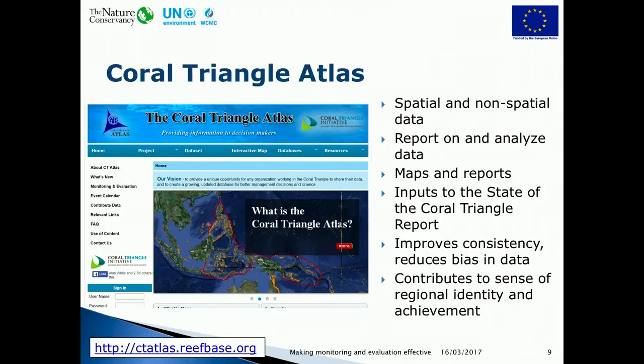It's intended to support inputs to the State of the Coral Triangle report. And overall, the intention of the Coral Triangle Atlas, and you can actually see the website at the bottom there if you want to go and visit, is that it is intended to improve consistency in the data across the six countries and also to reduce bias, as well as contributing to a sense of regional identity and achievement.